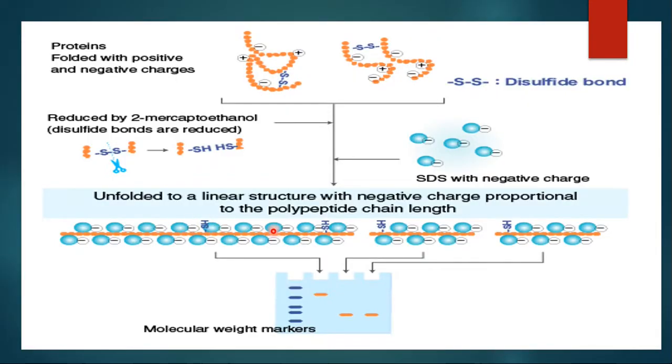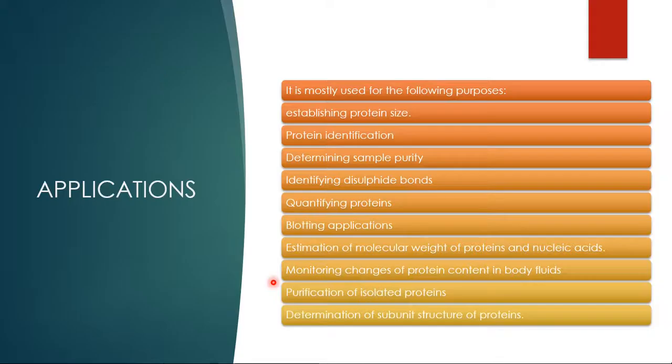SDS coats protein molecules, giving all proteins a constant charge to mass ratio. The rate of movement is influenced by the gel's pore size as well as the strength of the electric field. So that's all about the principle of SDS-PAGE. Then moving to the applications of SDS-PAGE. Okay, why we should use this one? It is going to be mainly used for the following purposes.